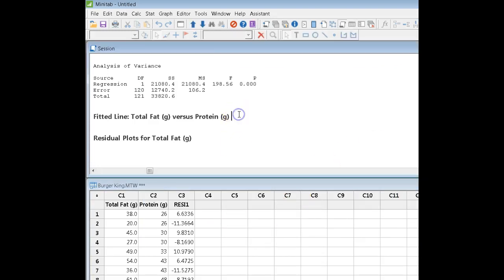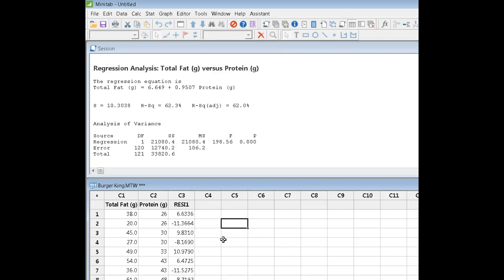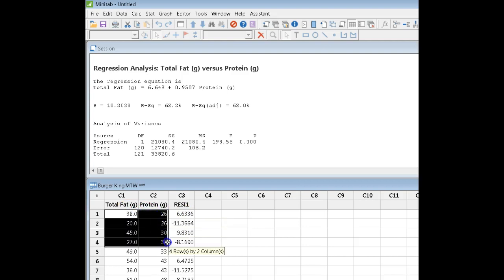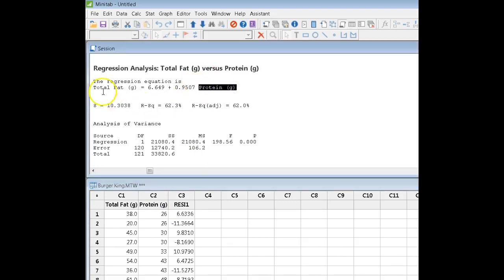Let's just have a look right here at the residuals, and briefly talk about how these residuals were calculated. I have here my data. Minitab has calculated the residuals and stored them. So where does this 6.63 value come from? Well, here's what happens. We have an actual food item. It actually contained 26 grams of protein, and it actually contained 38 grams of fat. We want to take the 26 grams of protein, plug that 26 into our equation for the line of best fit right here, and calculate total fat. So 26 times 0.95 plus 6.65, I get a value of about 31.4. I think that's what it works out to be. So if I work that out, it would be 31.4.